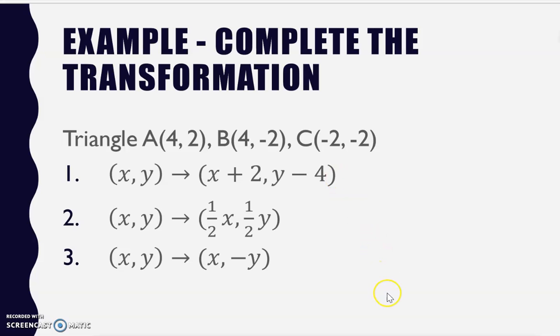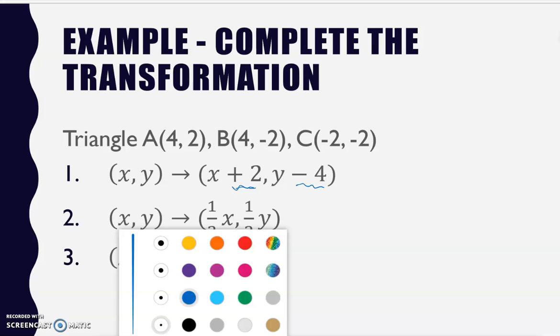Go back and look at your notes if you need to, and pause this video. Hopefully you said that would be a translation. This is definitely a translation because you can see we're adding and subtracting values from the X and Y coordinate, which tells us that that's a translation. It's sliding. So all I need to do is add 2 to every X, right?